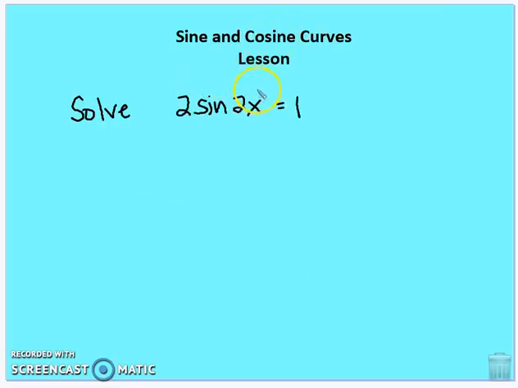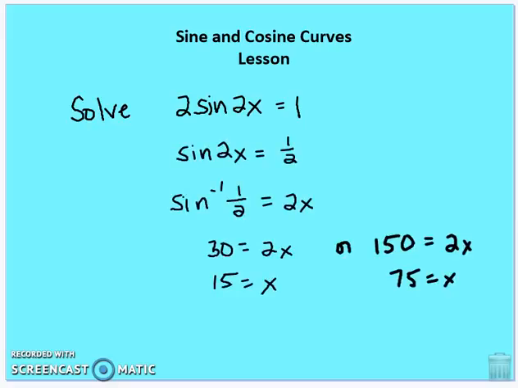Solve 2 sine 2x. Again, we're going to divide both sides by 2. I'll pause for a moment while you work this out. Sine 2x is equal to 1/2. Take the inverse sine of 1/2 is equal to 2x. Now there's another step here, because I get the same value of 30, but 30 now is equal to 2x. X is equal to 15. That's going to be my reference angle.